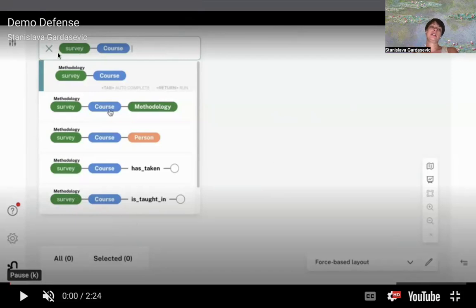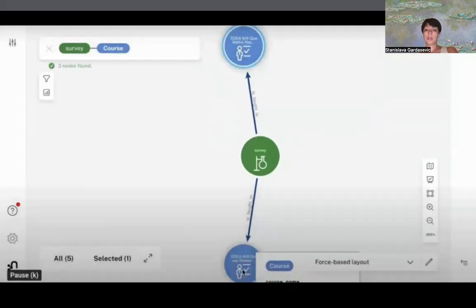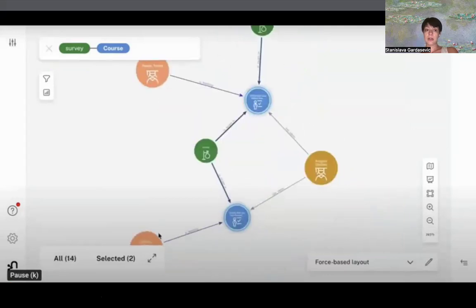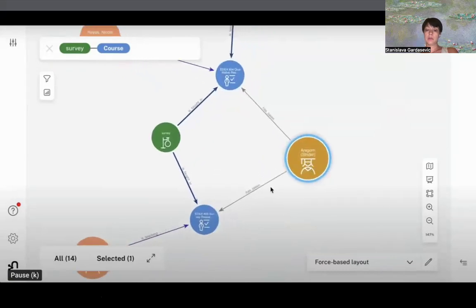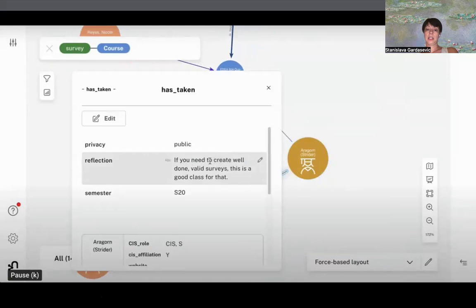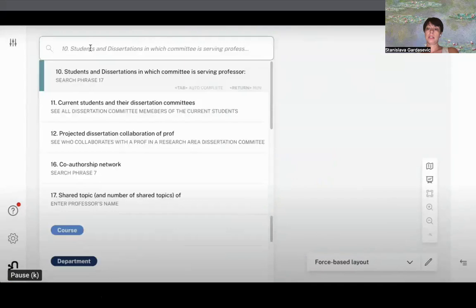So basically this query is asking which course is teaching the survey as a methodology, and it shows the survey, it shows these two courses that we can explore further. These are the people who have taken these courses, and this is one of them who has said, if you need to create a well done valid survey, this is a good class. He has left a public comment, so that might help you make decisions whether you want to take this or another class.